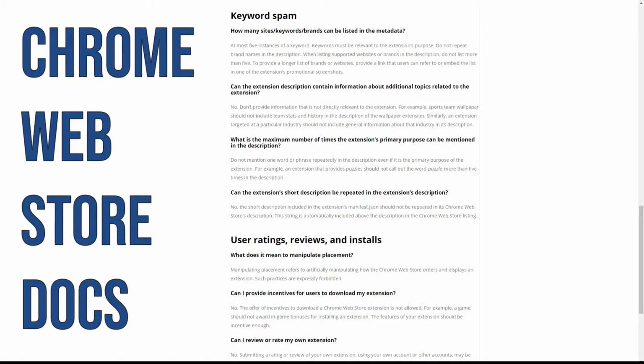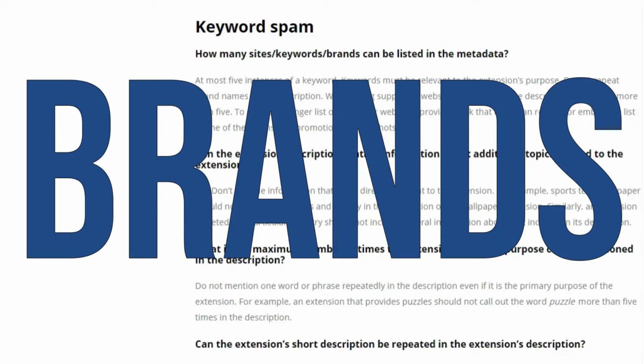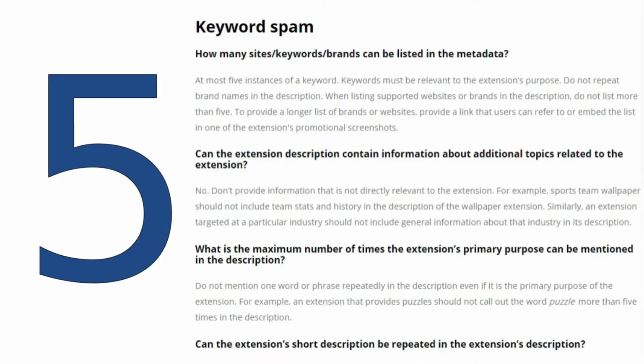Now let's look at the Chrome Web Store description and see what could possibly trigger the spam and placement. We'll just go through these real quick. I am including this link in the description if you want to take your time to read it later. Okay, so how many sites, keywords, and brands can be listed in the metadata? And here it says at the most 5. So 5 times include the keyword, 5 times the brand, like your logo name or the extension name, and also no more than 5 support websites.